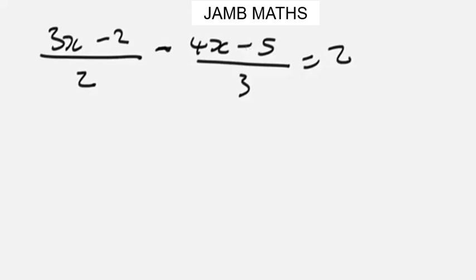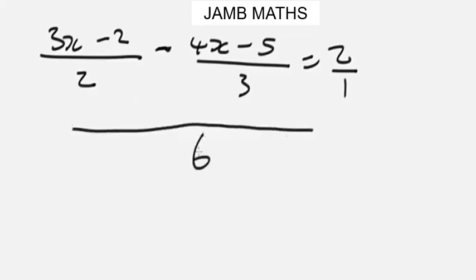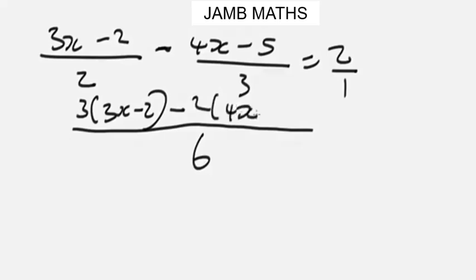Okay, let's do it together. So we're going to apply the second method. This 2 is the same thing as 2 over 1. So let's find the LCM. The LCM will give us 6. Now 2 into 6, that's 3. 3 multiplies what we have here. So we're going to have 3 into (3x minus 2). Now we have minus, 3 into 6 gives us 2. So 2 will multiply what we have here at the center. So we have 2 in bracket (4x minus 5), equals 1 into 6 is 6, times 2 gives us 12.